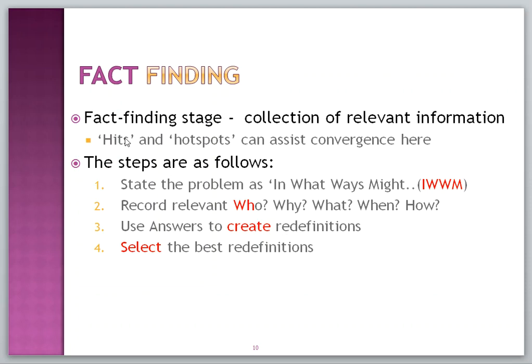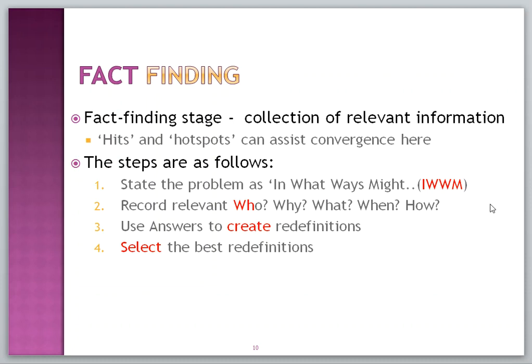Collecting information here, we can use hits and hotspots we mentioned in the previous one, but now we are talking about the 6 questions. Let's first start with a nice idea to use the analysis. We take the problem, for example, that we came up with as an objective from a SWOT analysis, or generally from your manager, okay, and then reword the problem using this sentence in the beginning: in what ways might we do this, right?